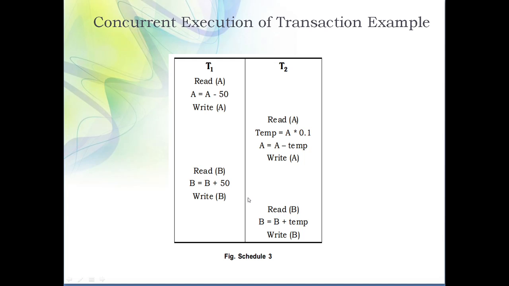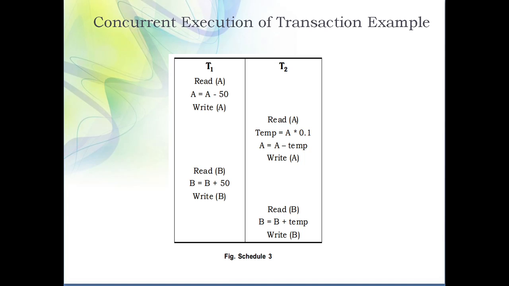In the other way, this instruction can be executed first by T1 and then T2 will start. But instead of this, what we have seen is transaction T1 executed partially, then T2 got a chance for its execution, again T1 and again T2. So in this way, concurrent execution of transactions helps to reduce the waiting time, increase the throughput, as well as increase the resource utilization. Okay, so this is what concurrent execution of a transaction is.